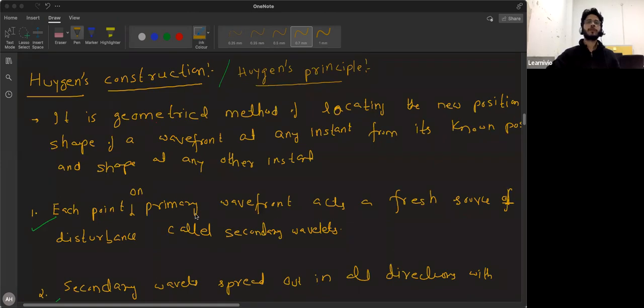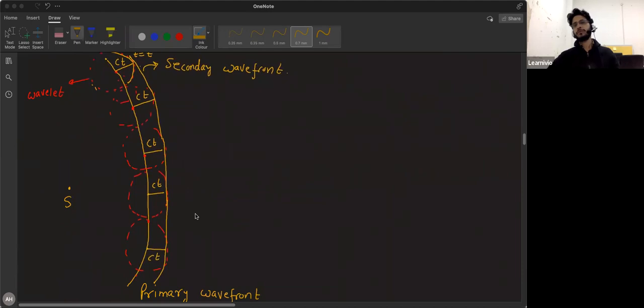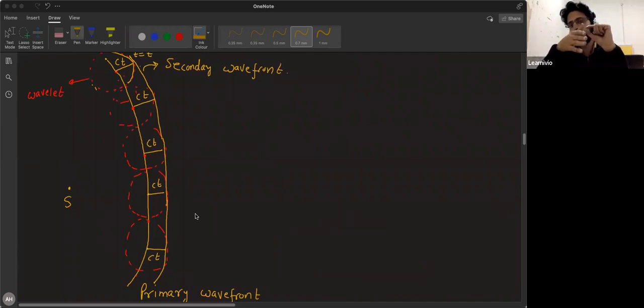The next is Huygens construction. Now, Huygens construction is basically the method through which Huygens explained how a wavefront propagates. Like if I take a point source of light in a dark room, when I switch on the light source, what happens? The light source will generate one wavefront. Then that first wavefront will generate another. So Huygens principle explains how the first wavefront can generate the next wavefront.